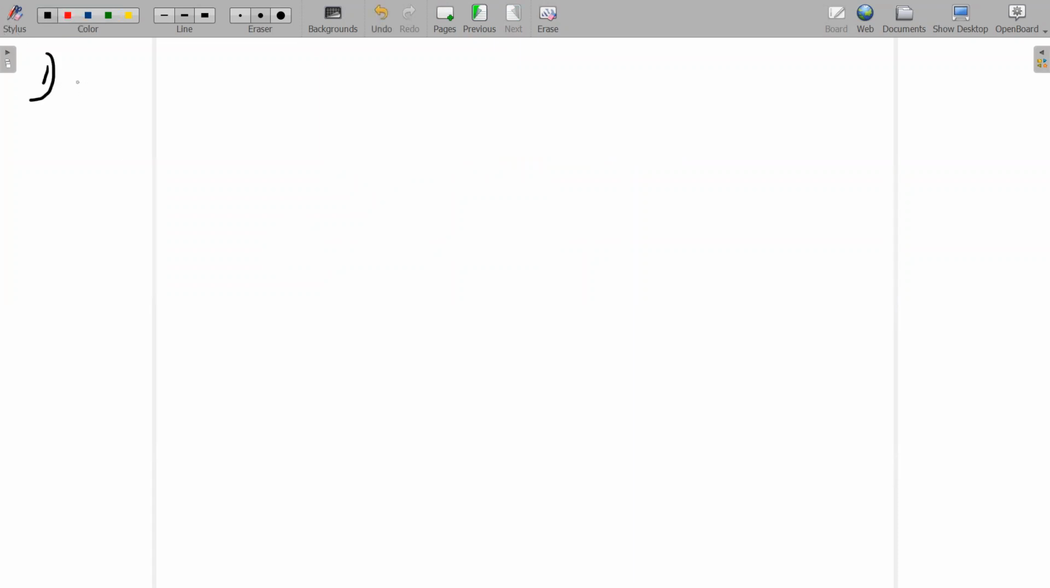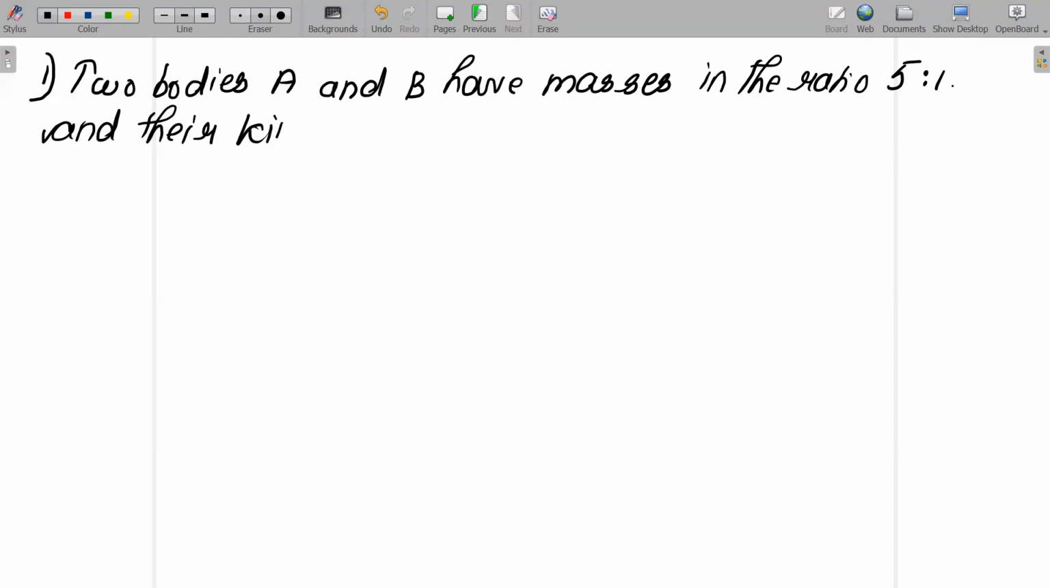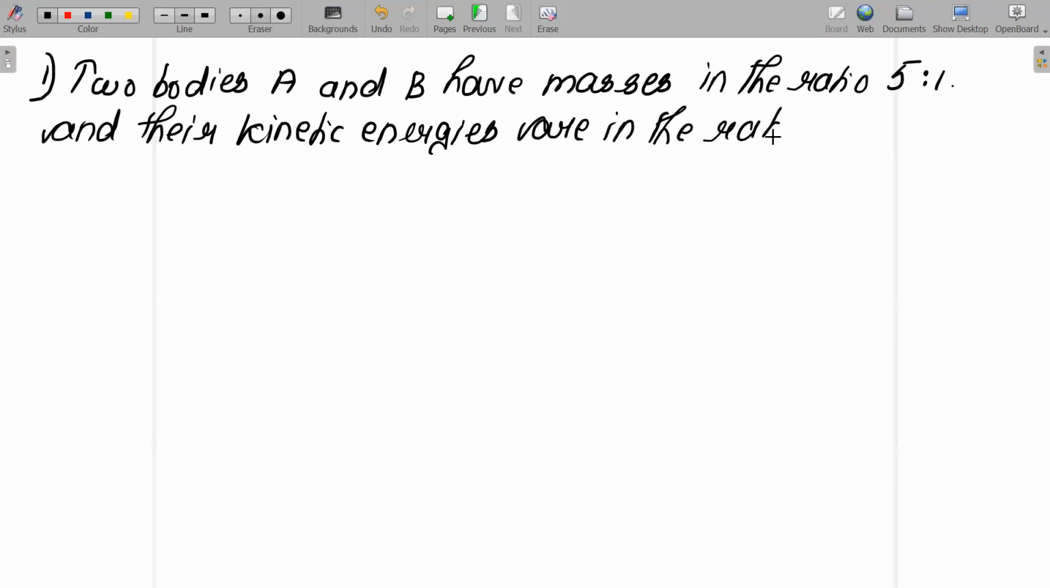First question. Two bodies A and B have masses in the ratio 5:1, and their kinetic energies are in the ratio 125 is to 9.